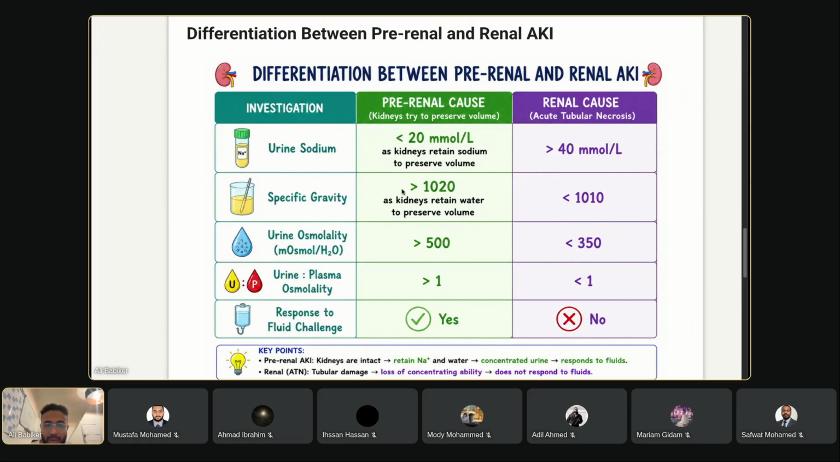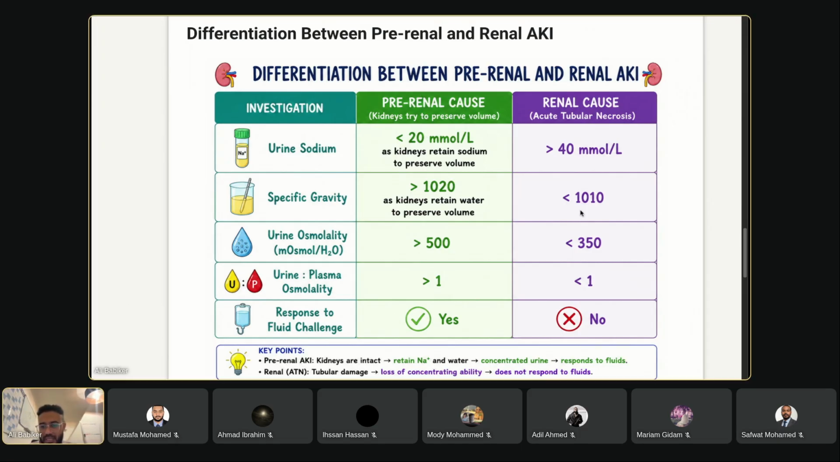This also explains why the specific gravity will be high, because as the kidney retains water to preserve volume, the urine has less water, so the gravity will be high. Urine osmolality will be high, obviously. Urine to plasma osmolality will be more than 1 because the urine will be very, very concentrated. If you give fluid, they will respond to the fluid challenge. If you give fluid, your patient will respond.